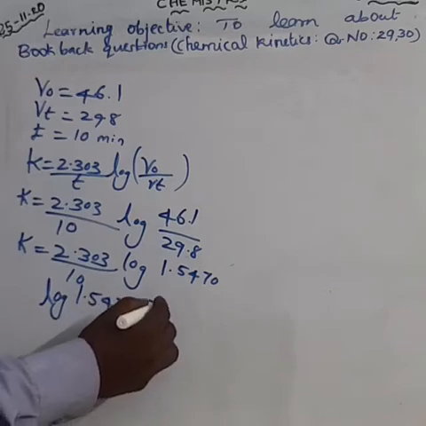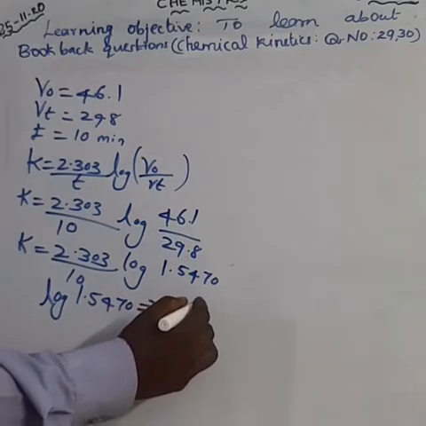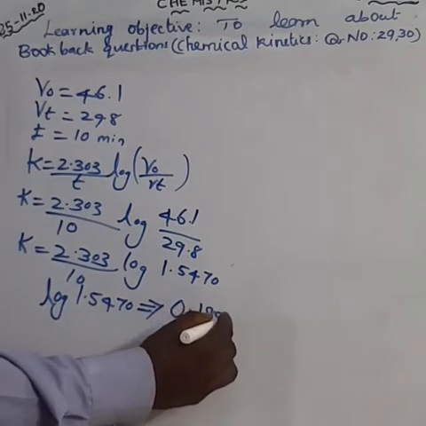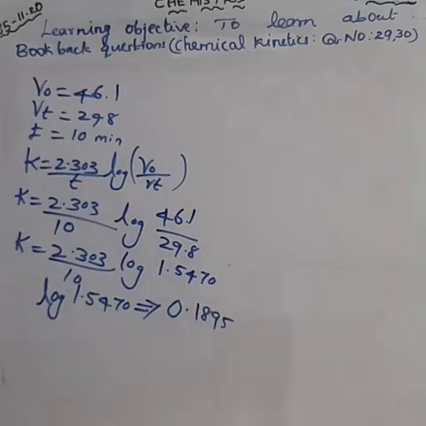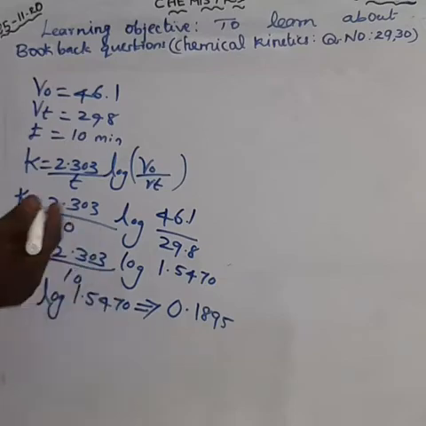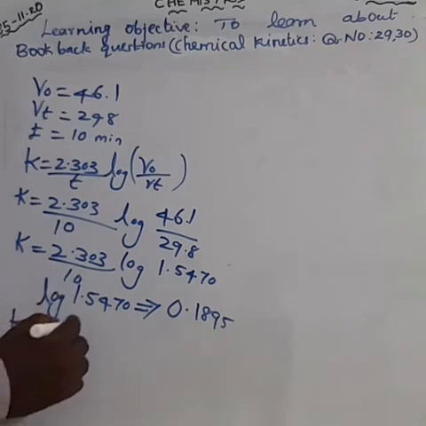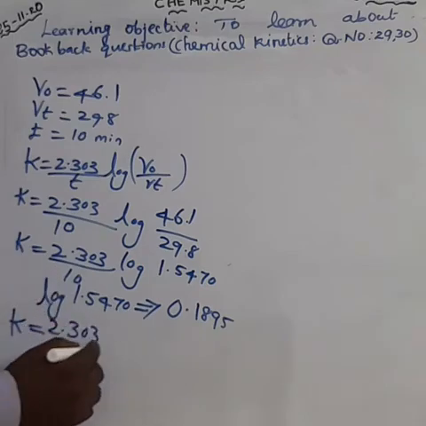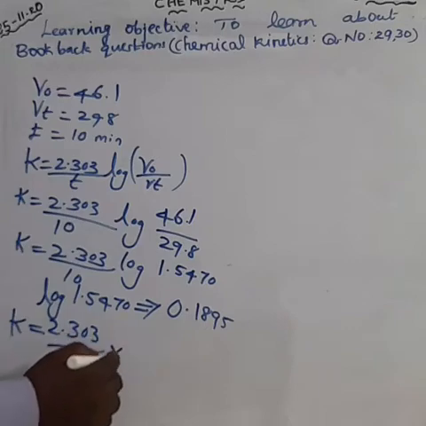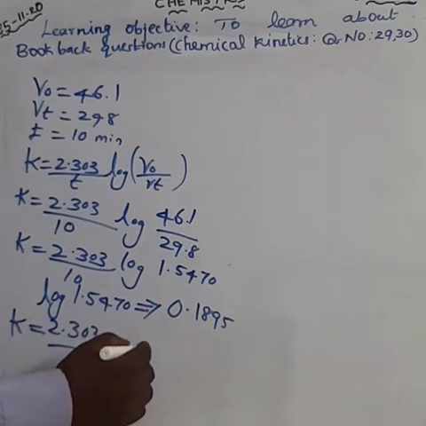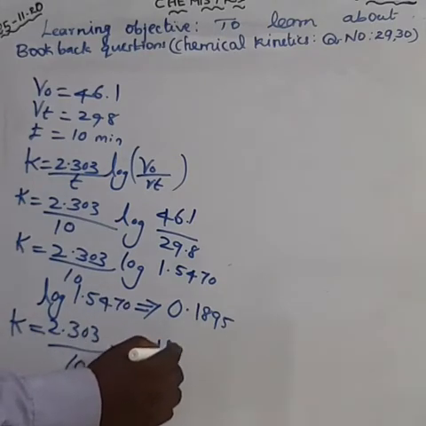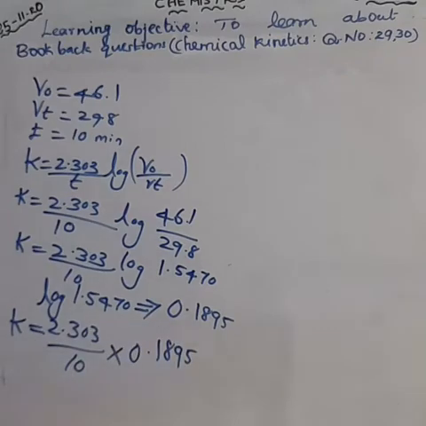1.5470. 0.1895. 0.1895. So we can calculate the K very easily. K is equal to 2.303 divided by 10 into 0.1895.